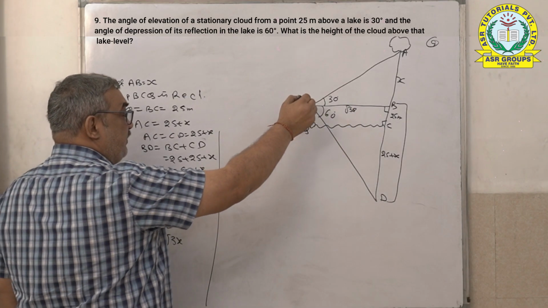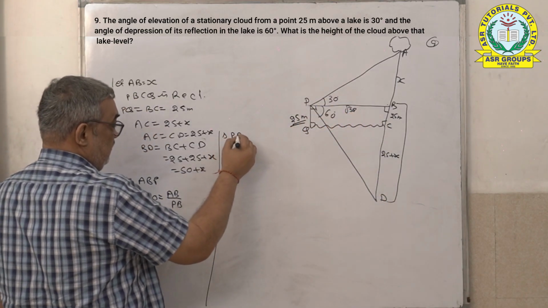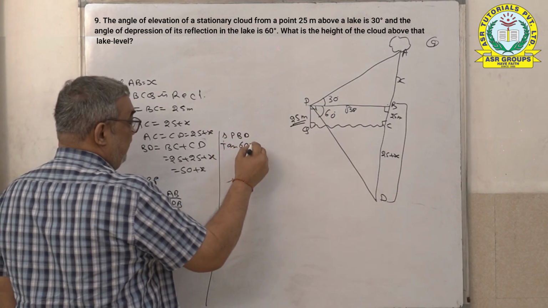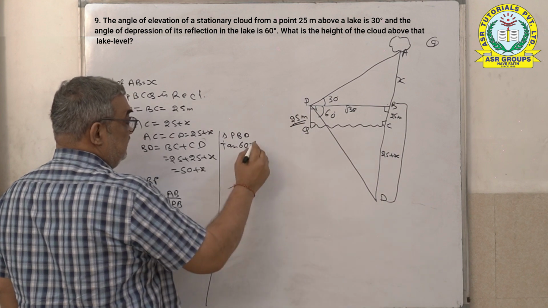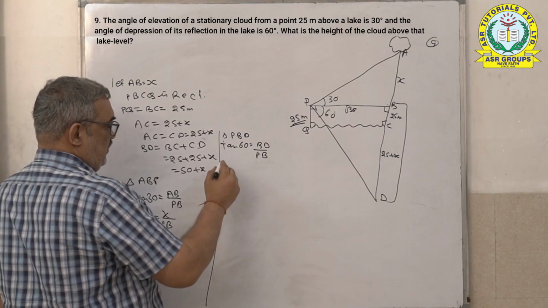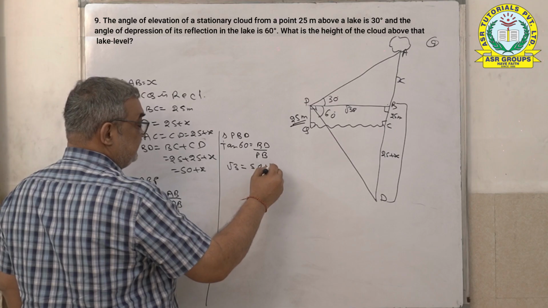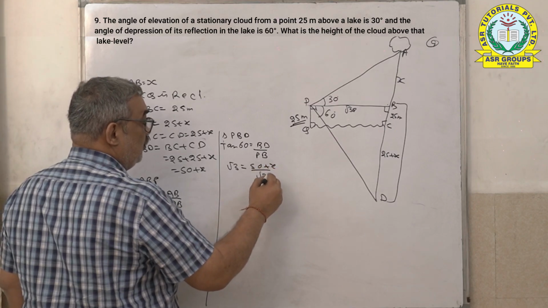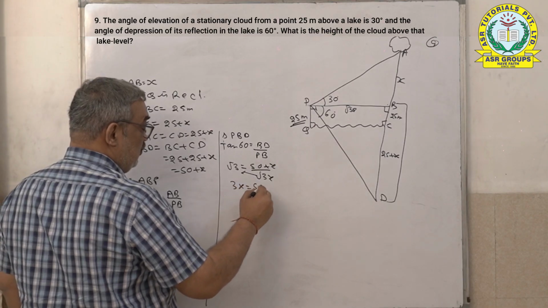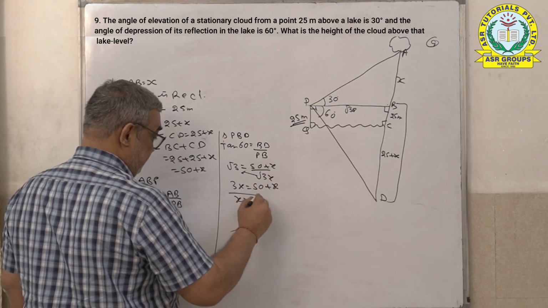Now, we'll take triangle PBD. Tan 60, opposite upon adjacent, so BD upon PB. Root 3, 50 plus x upon root 3x. Cross multiply. 3x equal to 50 plus x. Calculate, x equal to 25.